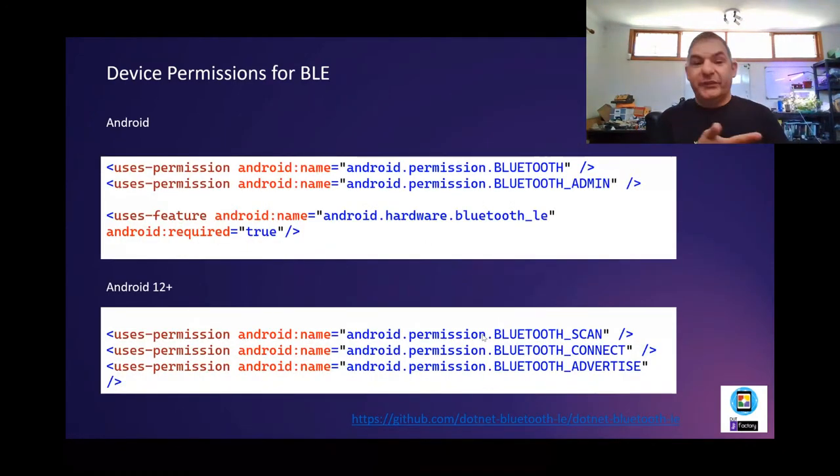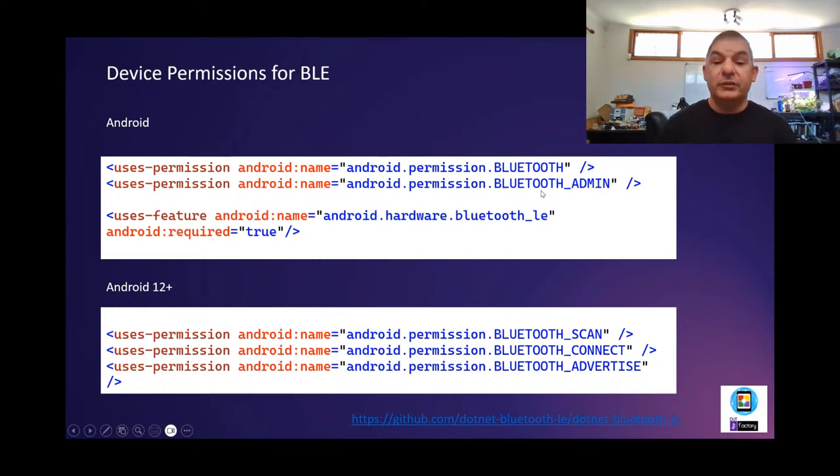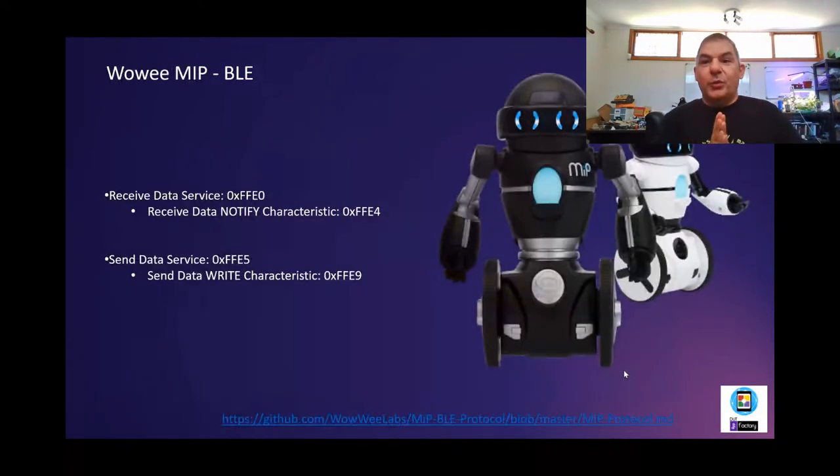Then, of course, Android's got the same security requirements as well. In the manifest within an Android app, you've got to specify that you're going to be using Bluetooth, and you need to use Bluetooth admin as well, and you need to use this Bluetooth LE for low energy as well. So that's pre-Android 12, and of course, Android 12 plus, you need these Bluetooth scan permissions, connect and advertise for the runtime permissions.